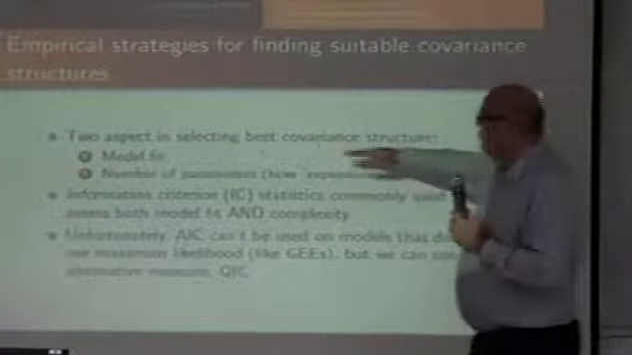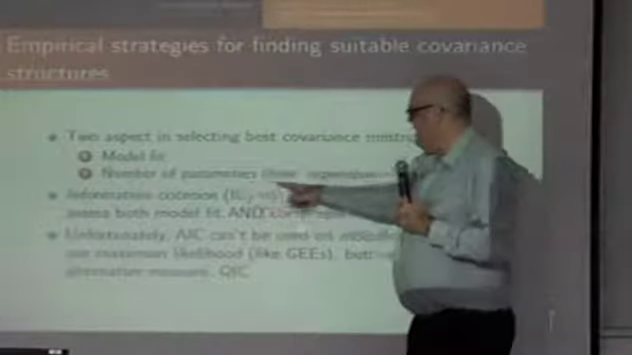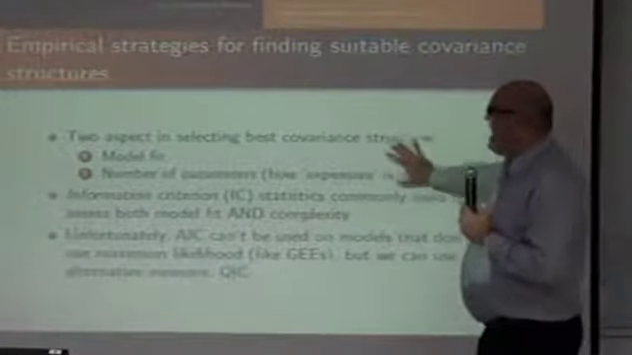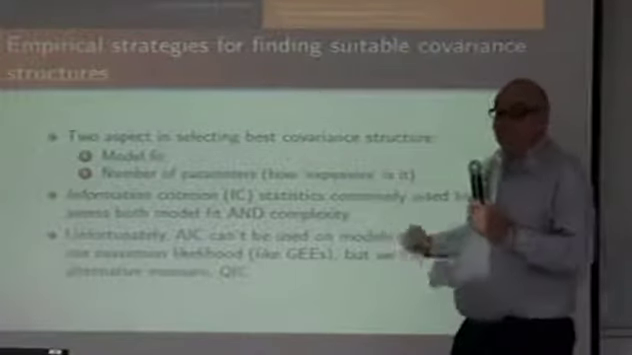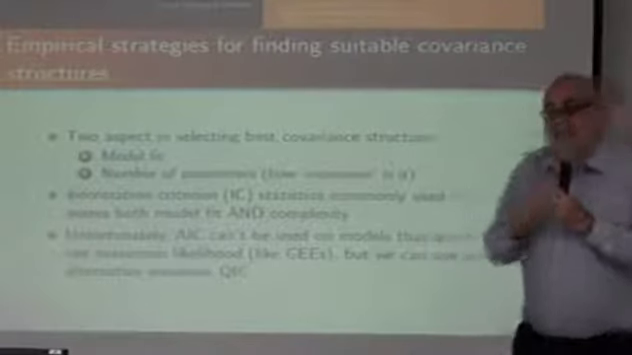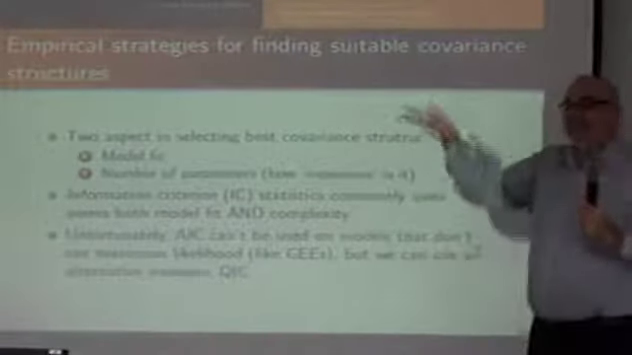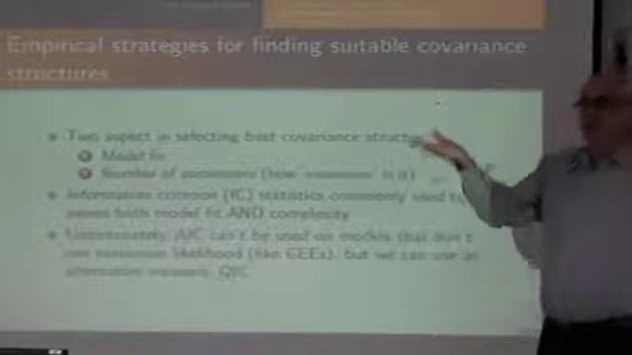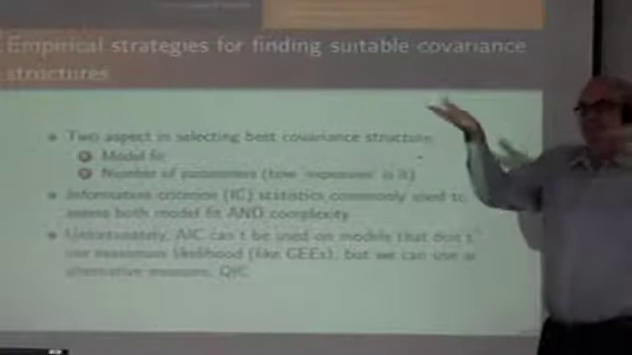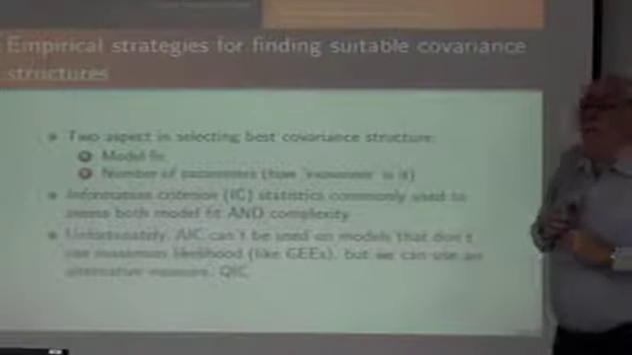So, as I said, 2 aspects: model fit, number of parameters, how expensive is it? So we'd use something like an AIC to gauge that, because remember, AIC takes into account both model fit and complexity. It penalises for complexity and it penalises for lack of fit. So we want the model that is best for both of those things. Low AIC.